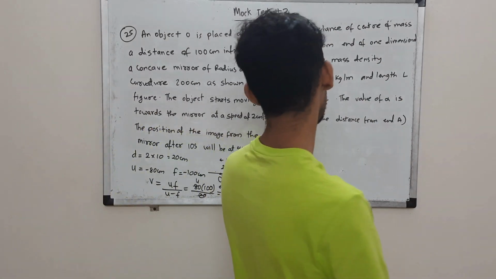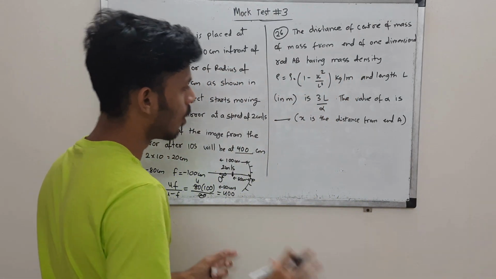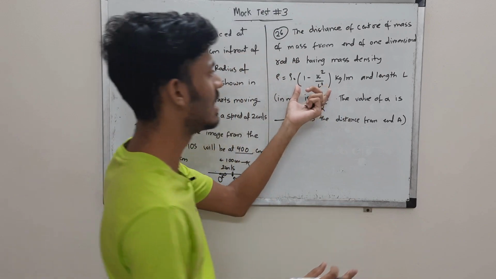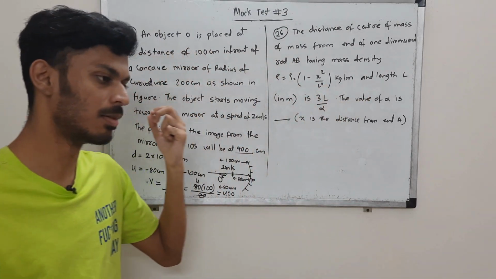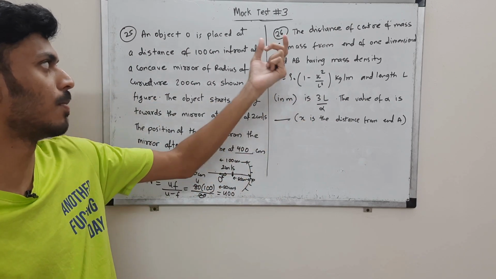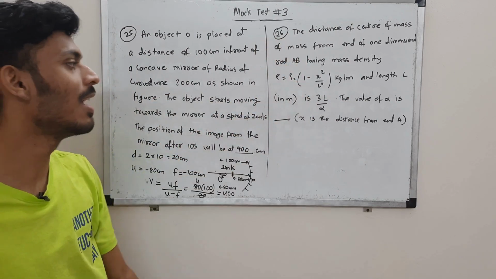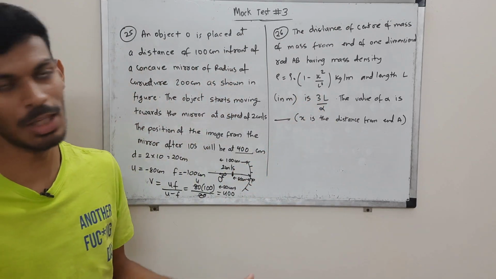It is 400 centimeters. Okay, now let's come to this one. Here we have a rod, a one dimensional rod. Its mass density is given as this. It has a length L. And the position of its center of mass from one end, from the end A, is given as 3L by alpha. You are supposed to tell the value of alpha.